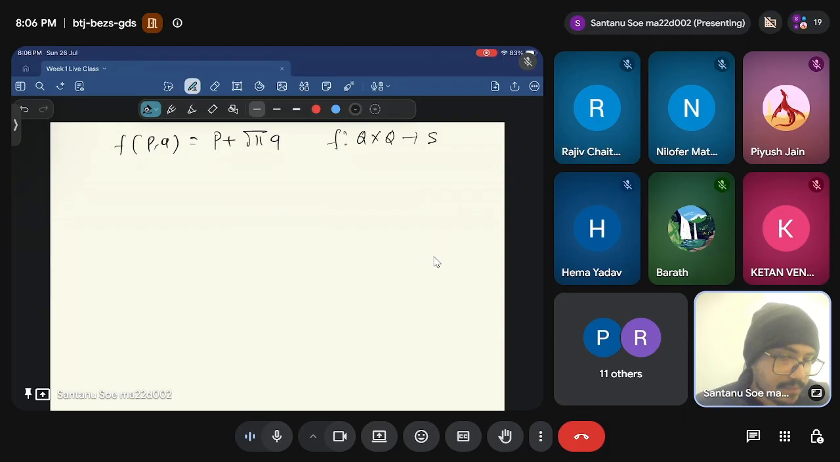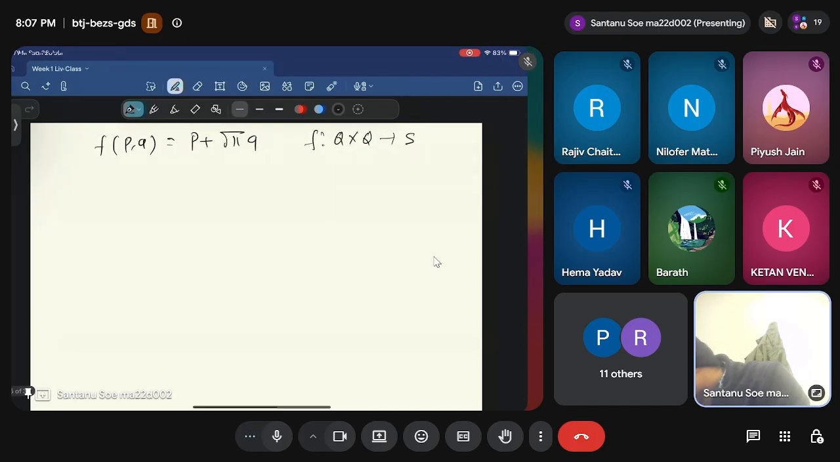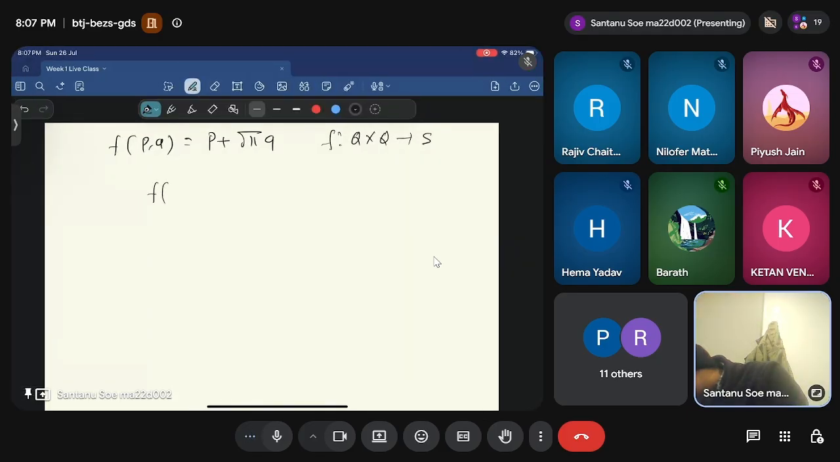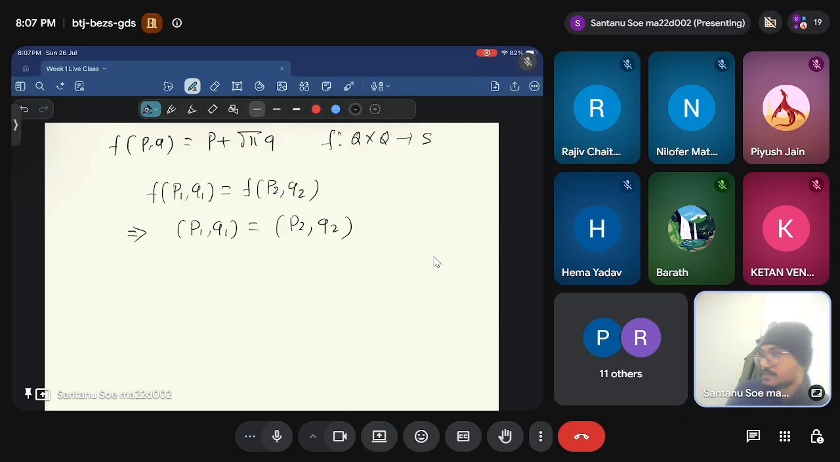So how to show that a map is injective? Anyone? What is the thing we have to do to show that a given map is injective? Okay, so to show this map is injective, we have to prove that if f of p1 comma q1 equals f of p2 comma q2, this will imply p1 comma q1 equals p2 comma q2, right? Is it clear?